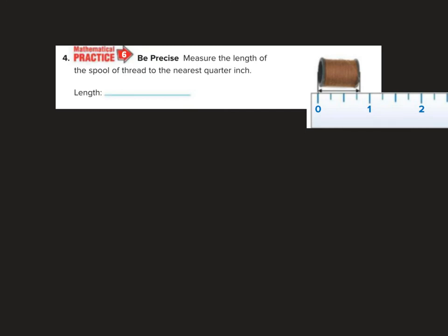Okay, number 4, measure the length of the spool of thread to the nearest 1/4 inch. Okay, so I have 1/4, 1/2, 3/4, 1. It looks to me like it's closer to 3/4 than 1. So we're going to say it is 3/4 of an inch.